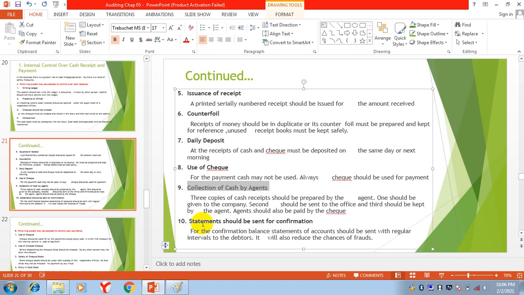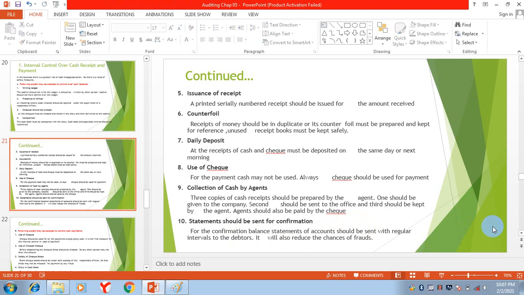And the third thing is statements should be sent for confirmation. Whenever we are making some statement, that statement should be sent to the debtors, those people who are purchasing goods from the company. So regular statements will be sent to the debtors, and the chance of errors and frauds will be very less.